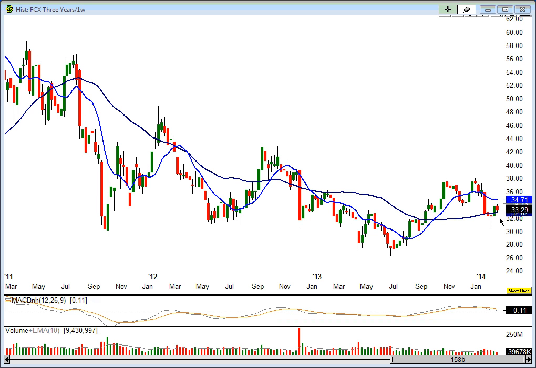Okay, you look at Freeport here. You see this little candle here, this hammer candle, right? And then the snapback. We talked about that on the last video. Okay, so it's coming back up to maybe try to break about this particular pivot. And if it does, we could see the potential of coming back up to this 38 level.